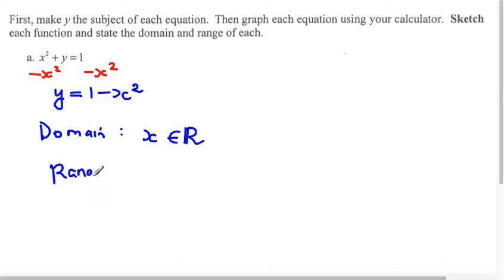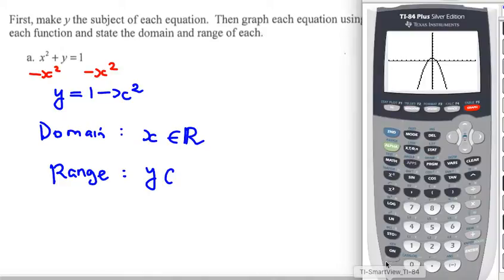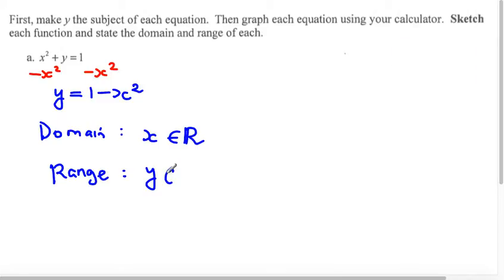And the range of this function is then, if you see here, anything below 1. So on the y value you see 1 is the maximum, and then anything below that. So then this is how we write it: y is smaller than or equal to 1.